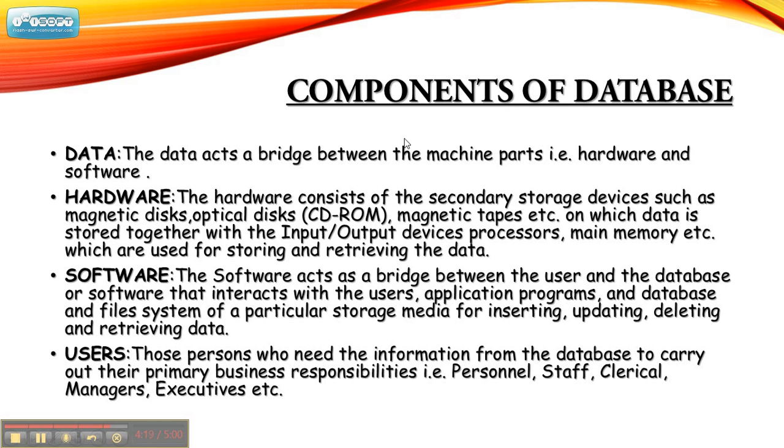Next, what are the components of a database? There are four components of a database, namely data, hardware, software, and users. First of all, data. The data acts as a bridge between the machine parts, that is hardware, and software. The hardware consists of the secondary storage devices such as magnetic disk, optical disk, CD-ROM, magnetic tapes, etc., on which data is stored, with the input output devices, processors, main memory, etc., which are used for storing and retrieving the data.